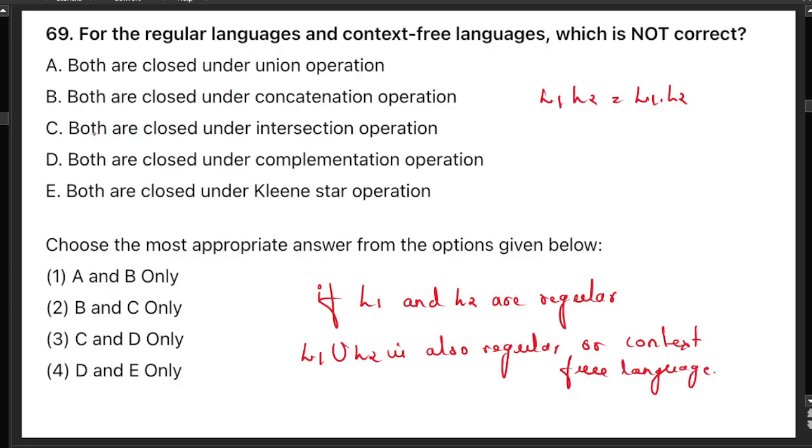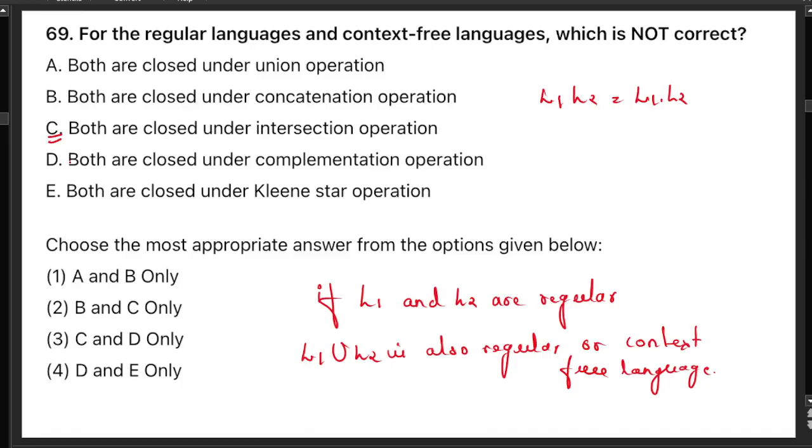Now let's see option C: both are closed under intersection operation. Here we have to focus more, because regular languages are closed under intersection, but context-free languages are not necessarily closed under intersection. If L1 and L2 are regular, their intersection will also be regular. But if L1 and L2 are context-free, their intersection may or may not be context-free. So here C is the correct answer.